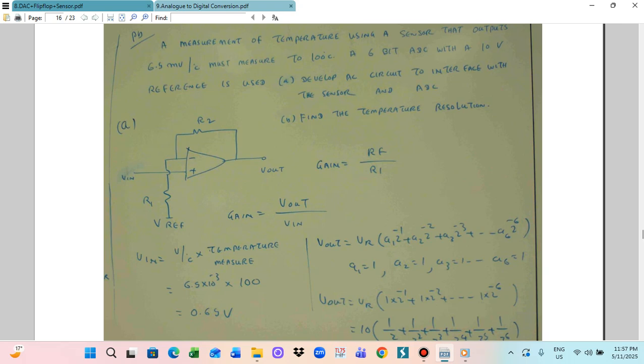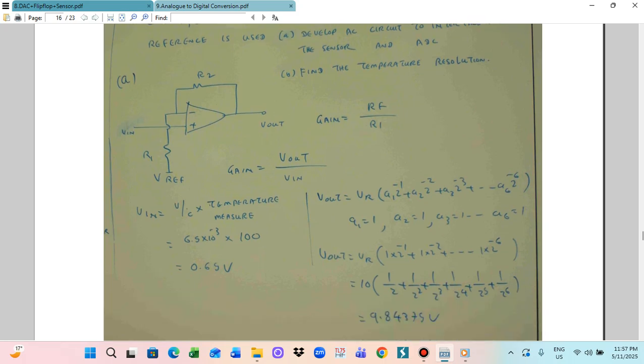So this is the input voltage. You can utilize it because the problem is given: the sensitivity is 6.5 millivolt per degree centigrade, and we need to measure the temperature at 100 degree centigrade. So the Vin formula is volt per degree centigrade multiplied by temperature to measure. So 6.5 into 10 power minus 3 multiplied by 100, so Vin is equal to 0.65 volt. Vout is the digital output.